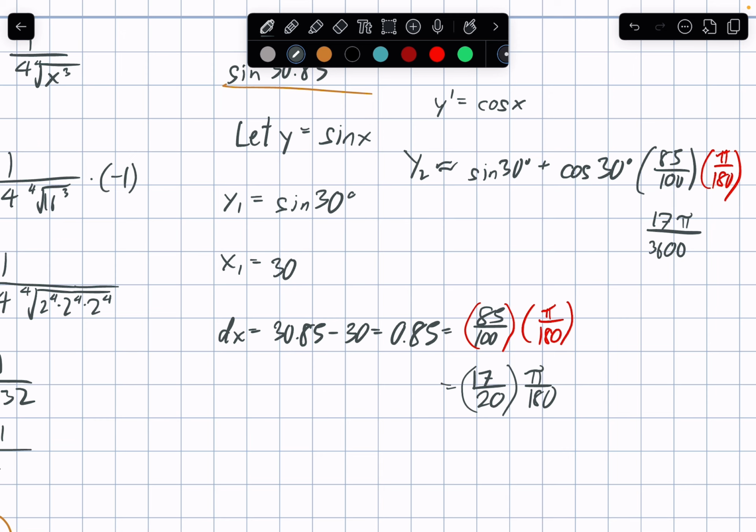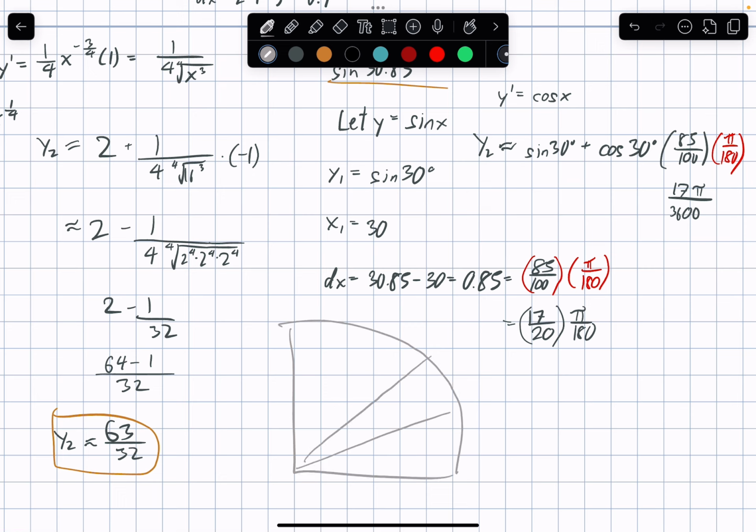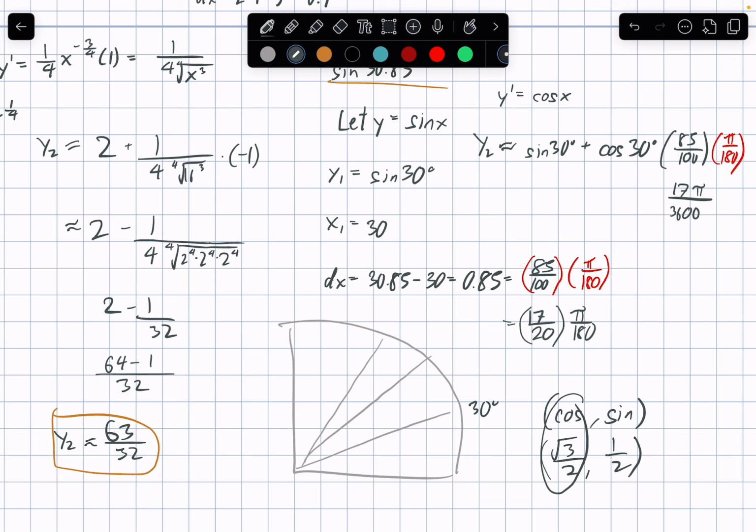And how do you know what sine 30 and cosine 30 are? If you remember your unit circle, you only need the first quadrant. So just this portion. Sine 30 is, we're at 30 degrees, right? And the cosine and sine position, so it's basically going to be square root 3 over 2 and then 1/2. So for cosine 30, it's square root 3 over 2. Sine 30 is 1/2.